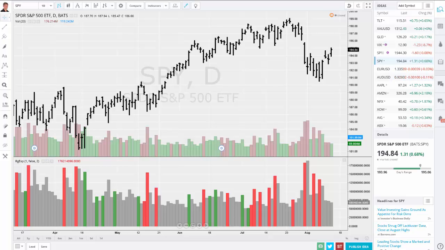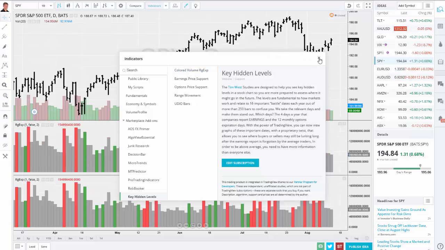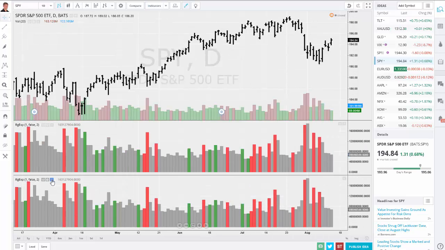I'm here to show you the latest of my indicators that are available through the key hidden levels marketplace add-ons at TradingView. I'll just show you where it is even though it's already on the screen, but from the indicators menu you search down for marketplace add-ons, key hidden levels, and look for colored volume range expansion. I just clicked it again, it's got it on there twice.